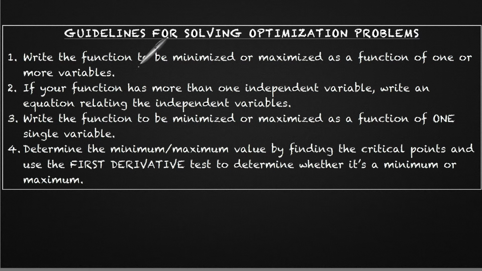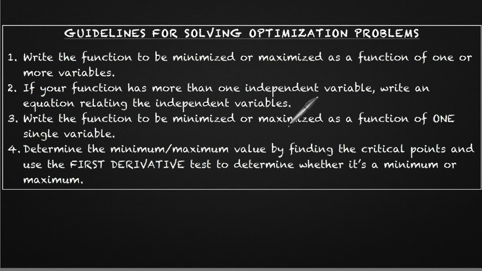The first one is you want to write the function to be minimized or maximized as a function of one or more variables. So let's say you're trying to maximize the area of a rectangle. Well, it would be A equals x times y. So that is what you're trying to minimize or maximize. And then if your function has more than one variable, then write some other equation that will relate the two variables together.